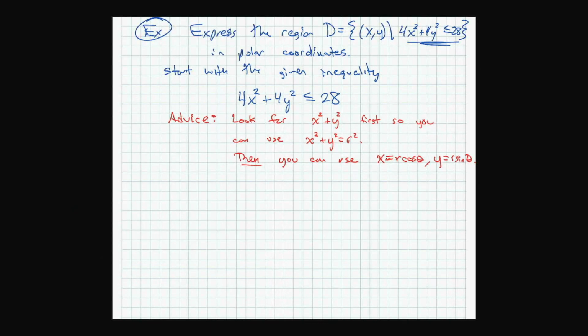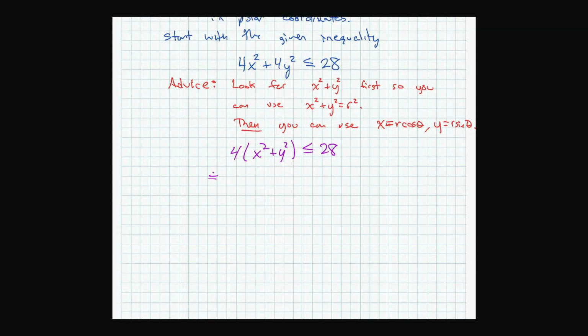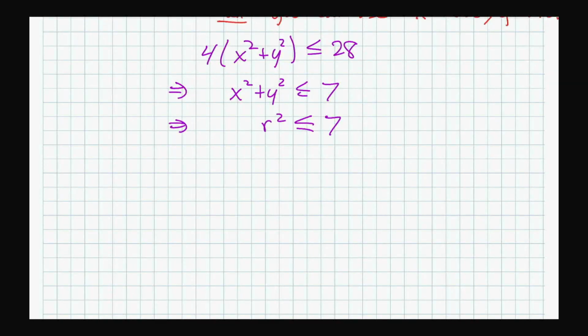So when I see this 4x squared plus 4y squared, I know that you could factor out the 4 and have x squared plus y squared less than or equal to 28. You could divide both sides by 4 and have x squared plus y squared less than or equal to 7. And then, of course, x squared plus y squared is r squared, less than or equal to 7. Okay? And then if you square root this, r is going to be less than or equal to square root 7.